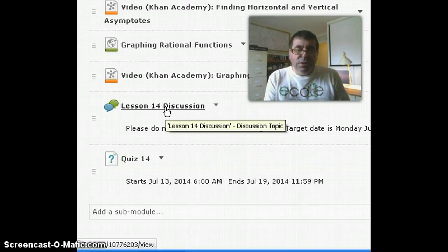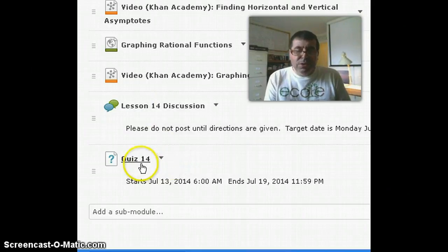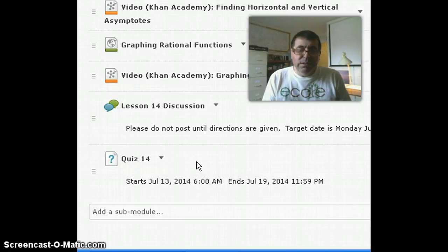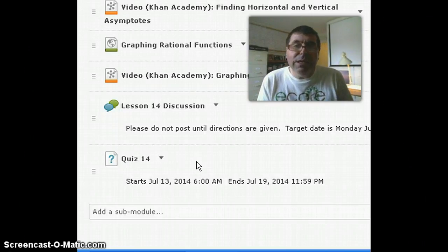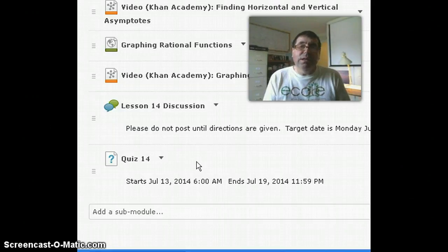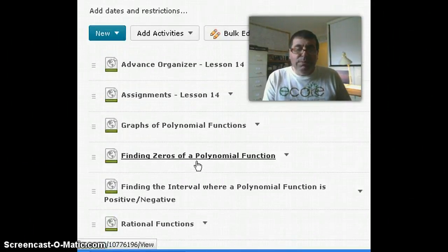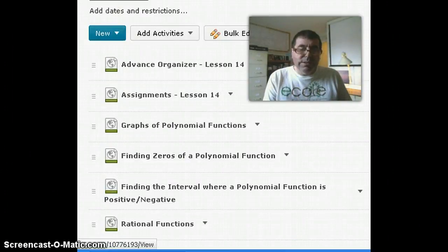Monday evening, July the 14th, and then your quiz 14. So remember, use your quiz attempts in a way that makes a lot of sense, that helps you gain the understanding of the content and enables you to master the content. Folks, it's really all about learning the material. Now, let's go back to the top and take a little bit of a look at the advanced organizer.